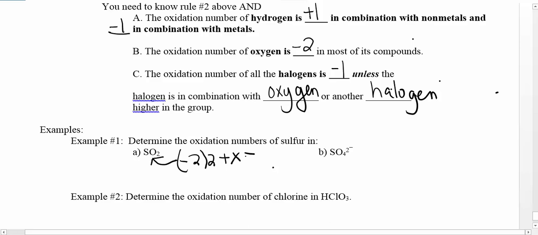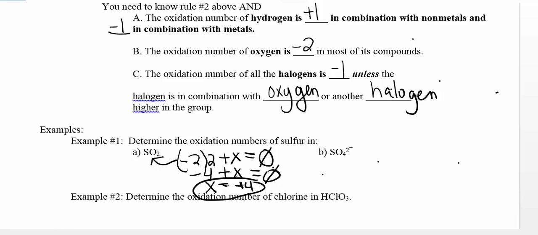Does SO2 have a charge written on it? No. So the overall charge is 0. So we want the oxidation numbers to add up to 0. So -4 for the 2 oxygens at -2, plus X is 0, and then X is +4. So notice sulfur has a different oxidation number in this compound than it did when it was sulfide. Okay, one more example. Sulfur is, we don't know, that's our X.